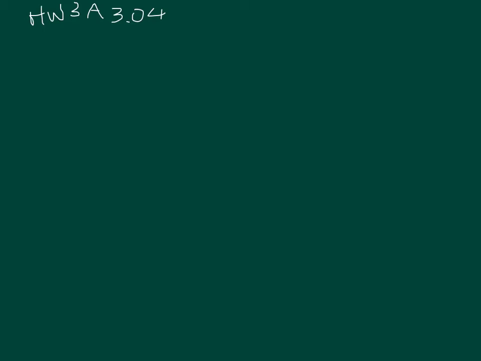This video is to go over lesson 304, homework 3A. Number 5, write an algorithm for dissecting a parallelogram into a triangle. Write the set of steps, in other words, to make a parallelogram into a triangle. Number 6, justify each step you used in the dissection of the parallelogram into a triangle.